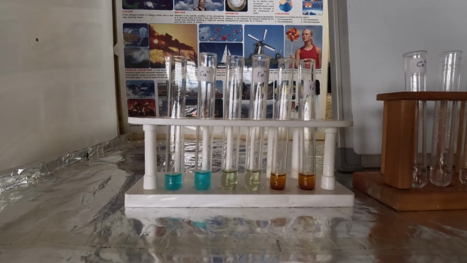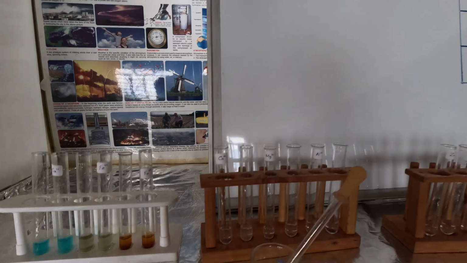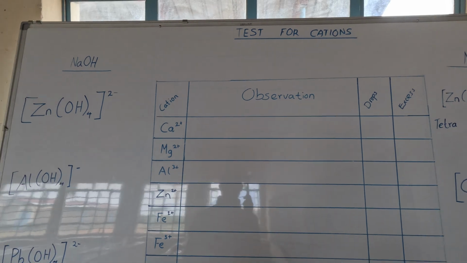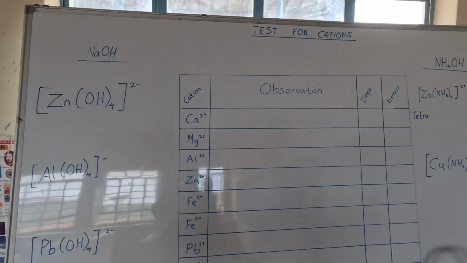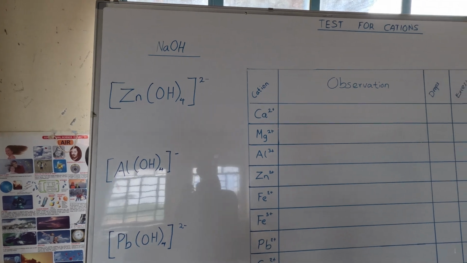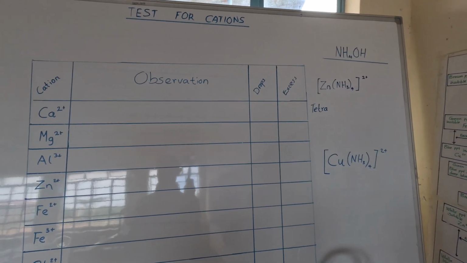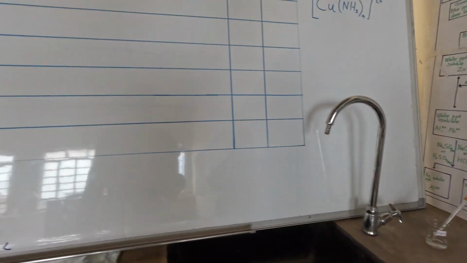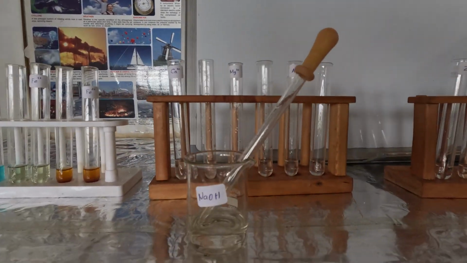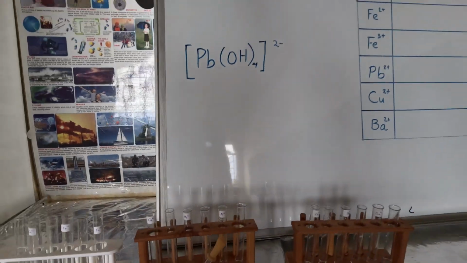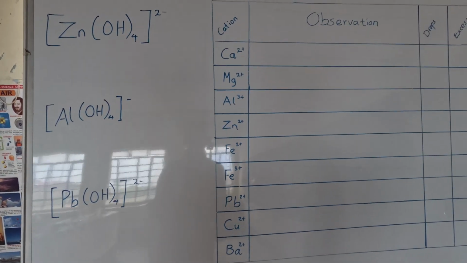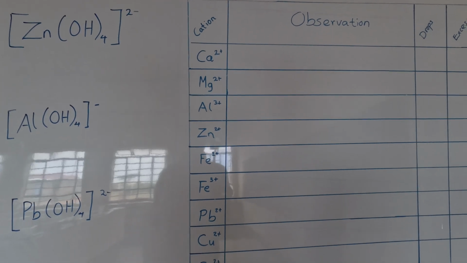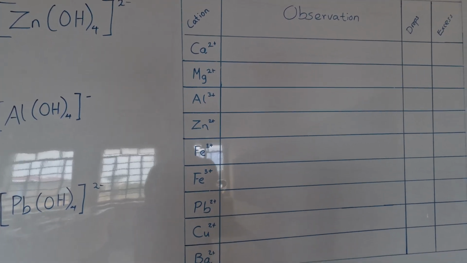Greetings. Today we are going to learn about tests for cations, and we're going to use these two reagents that have been confusing very many learners, that is sodium hydroxide and ammonium hydroxide, which we have provided in our beakers, and they have droppers. So we are going to test them using different cations, that is calcium, magnesium, aluminium, zinc, iron 2, iron 3, lead 2, copper 2, and barium.